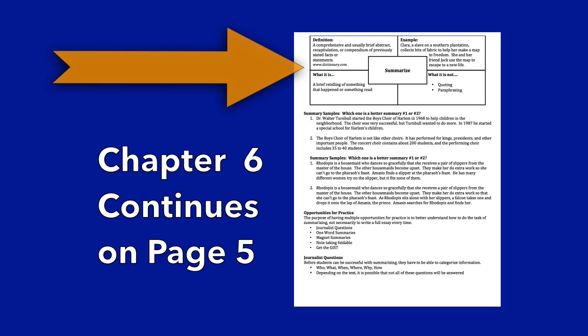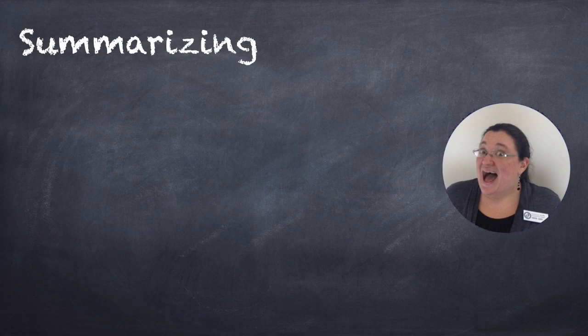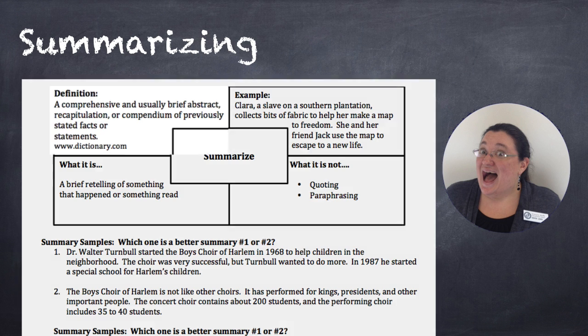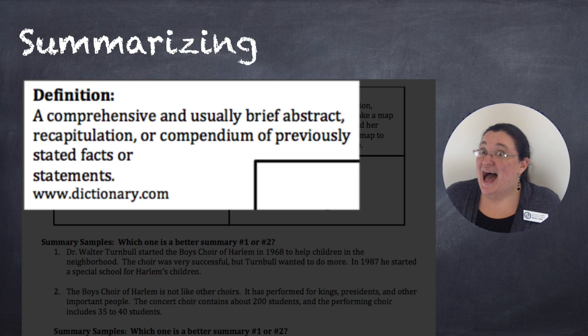Back to this idea of explicit instruction. We're going to work on summarizing. Here is a Frayer model for that. We have our dictionary definition: a comprehensive and usually brief abstract recapitulation or compendium of previously stated facts or statements.